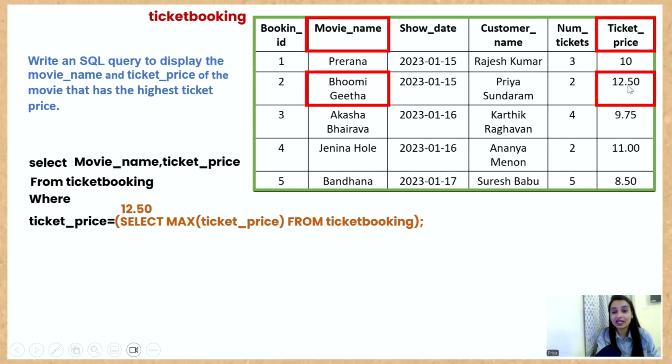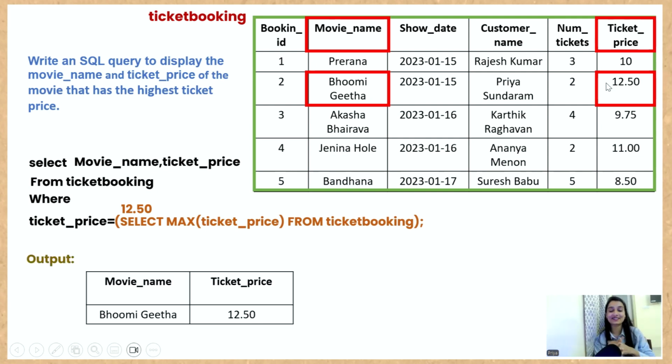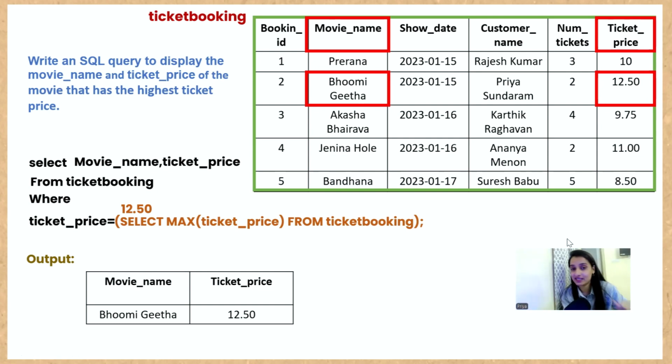And wherever the ticket price is 12.50, the movie name and ticket price will be returned like this. So this is how a subquery is written. Again, I will tell you, you cannot use max of ticket price here in the where condition. In the where clause, we cannot use an aggregate column. Aggregate column means the columns on which we are using minimum, max, average, any aggregate function. So that's why we have to make use of this subquery. Clear, everyone? You can pause this video and understand this concept.